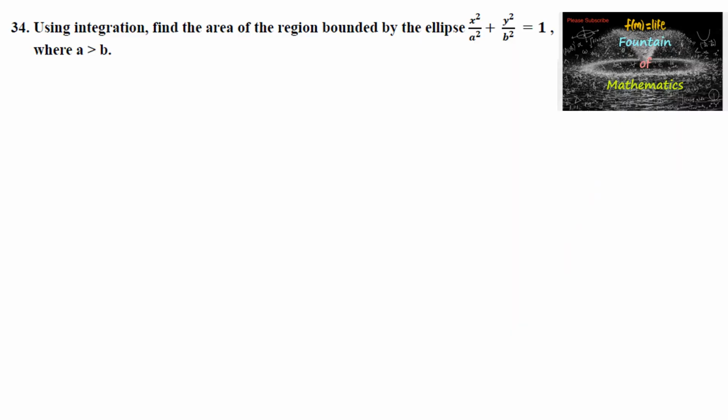Using integration, find the area of the region bounded by the ellipse x square upon a square plus y square upon b square is equal to 1, where a is greater than b. Since a is greater than b, the major axis is along the x-axis. So let us consider the ellipse.